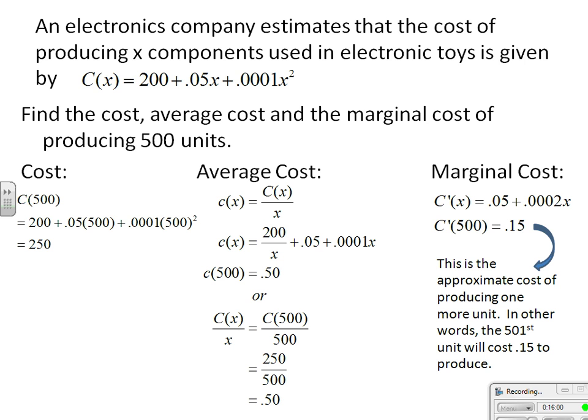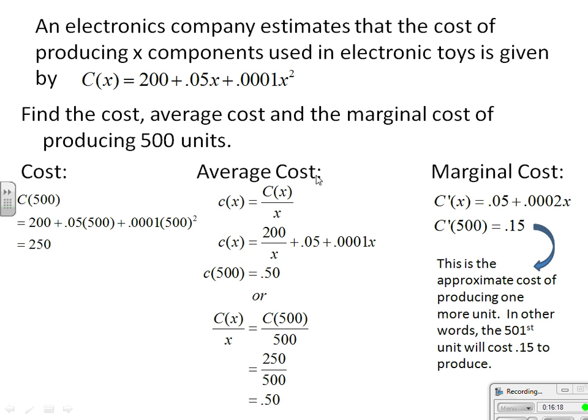You have 500 units that you're selling, and you're wondering how much is it going to cost to make these 500 before you even bother to sell them. Just plug the 500 into the equation. So C of 500 comes out 250, let's say, dollars. So that's the cost of producing 500 items.